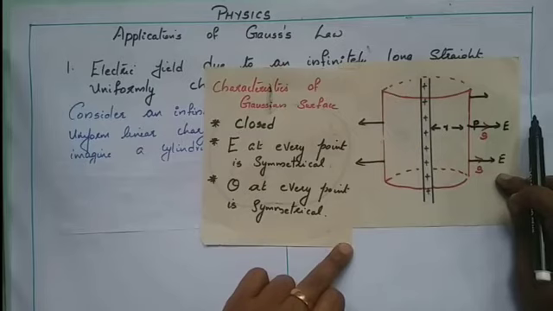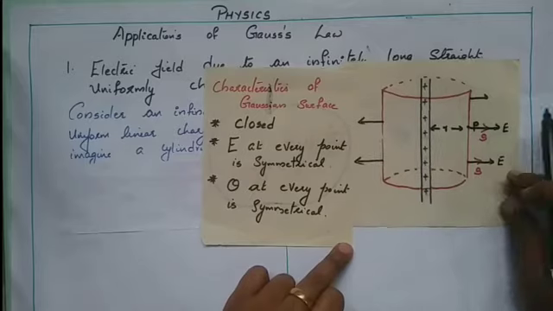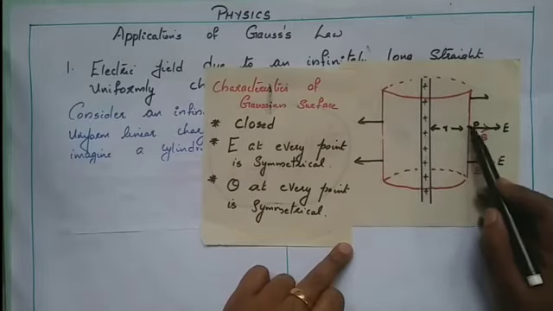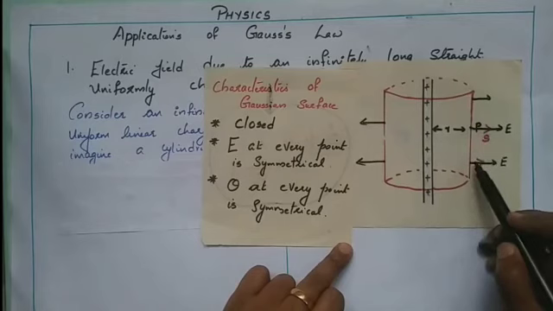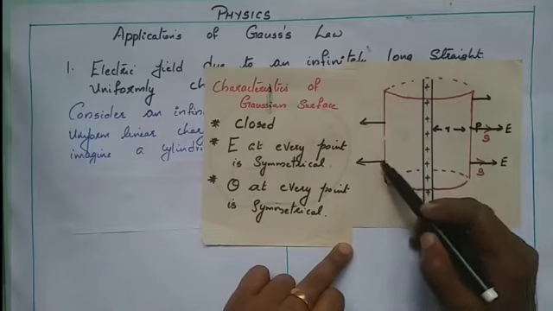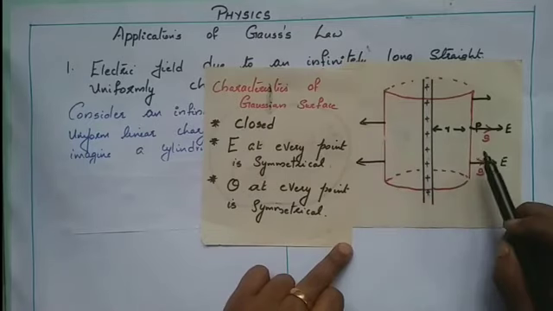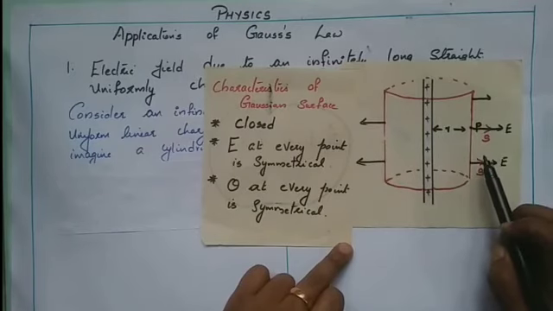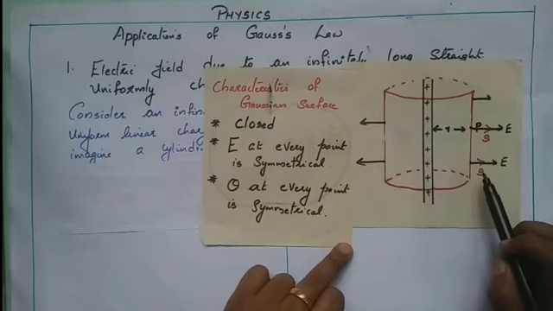The third one is that theta at every point is symmetrical. Theta, we know, is the angle between the electric field and the area vector. If you consider an area here, the area vector is the outward normal. Here also the area vector is the outward normal. On the curved surface of the cylinder, the area vector is always the outward normal, and hence theta at every point is symmetrical.